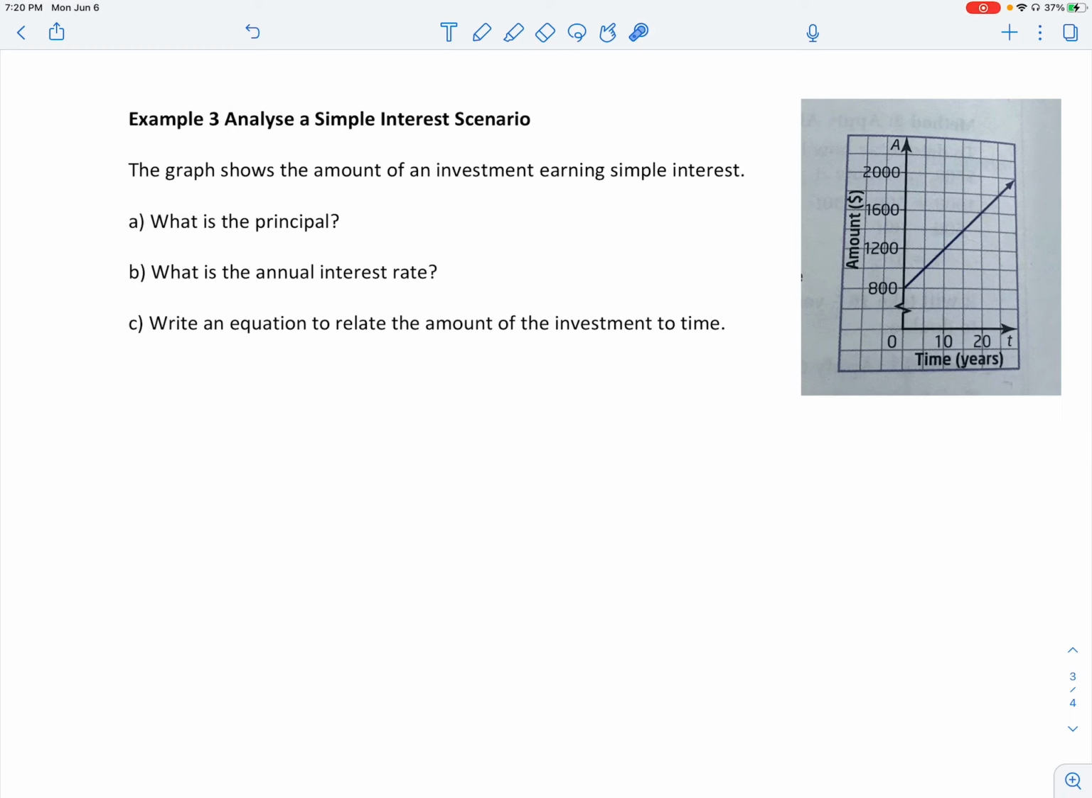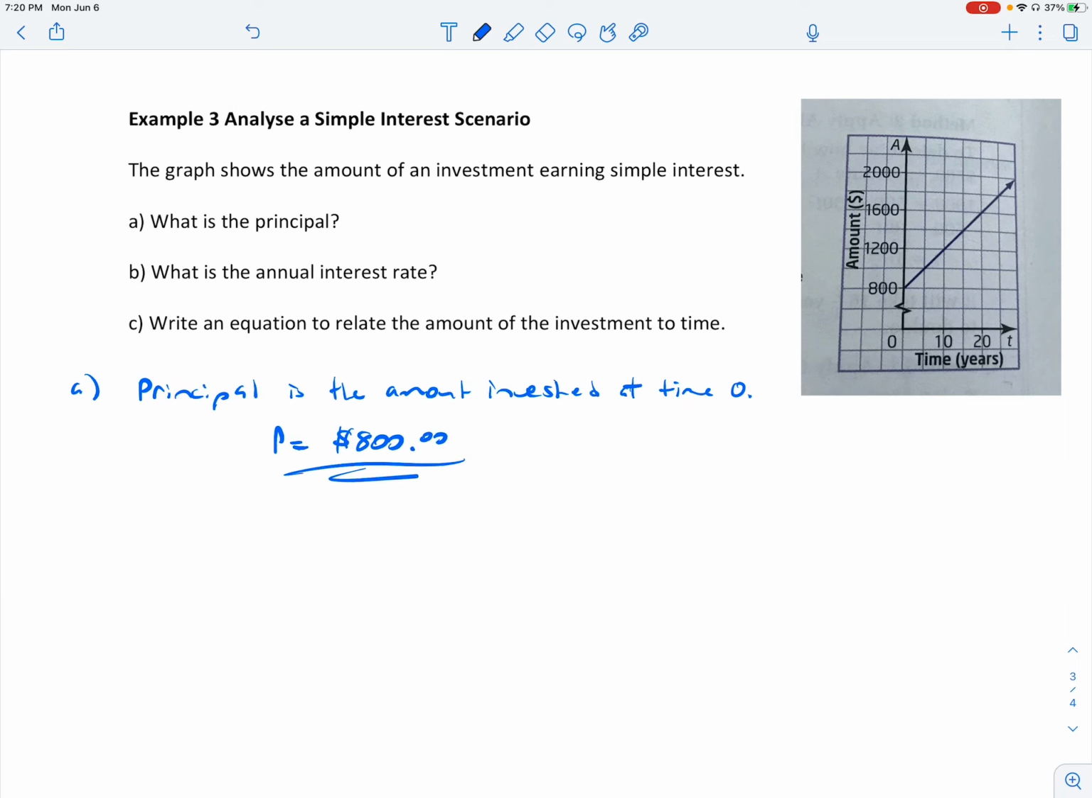All right, so it says, what is the principal? The principal is the initial amount, the amount invested at time 0. According to the graph, it's the y-intercept, $800. Okay, that's easy. What is the annual interest rate?